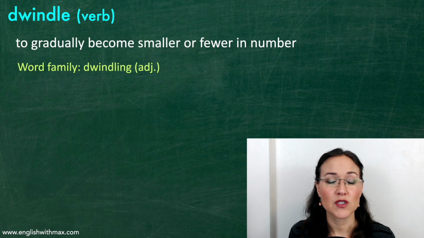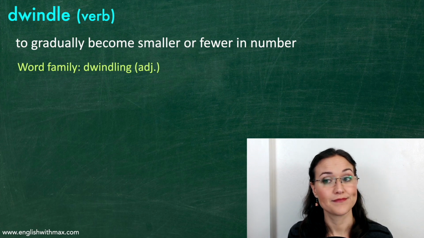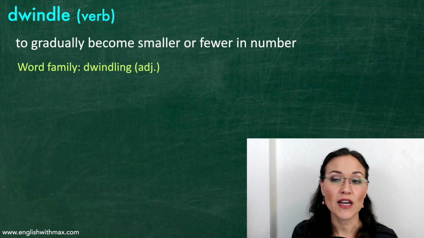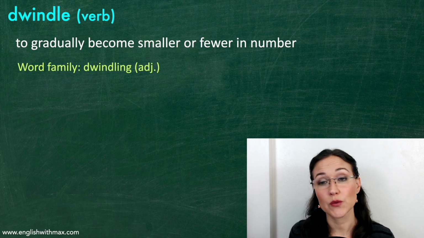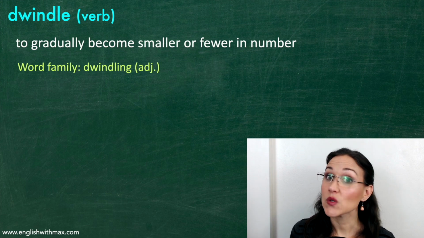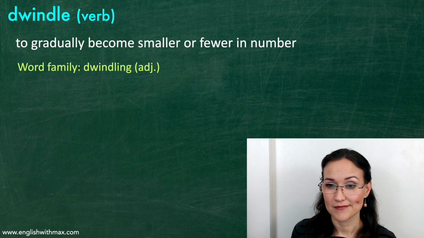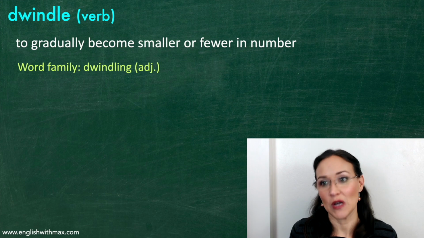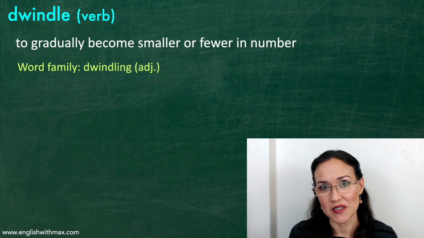Now we have the verb dwindle. Dwindle. It means to gradually become smaller or fewer in number. The adjective is dwindling. That means becoming gradually smaller or fewer in number.